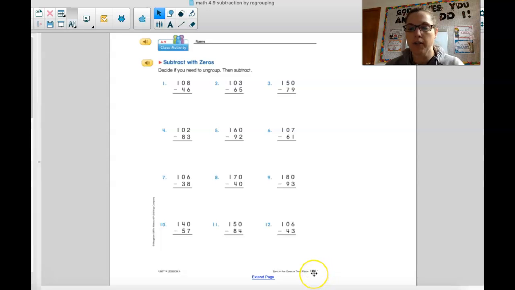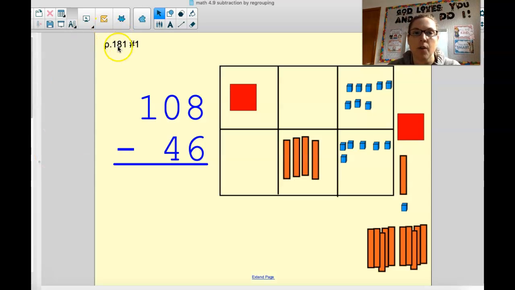So if you don't already have your math workbook open, please open it to page 181. You can pause the recording if you need to. Okay, we're on page 181, number 1.